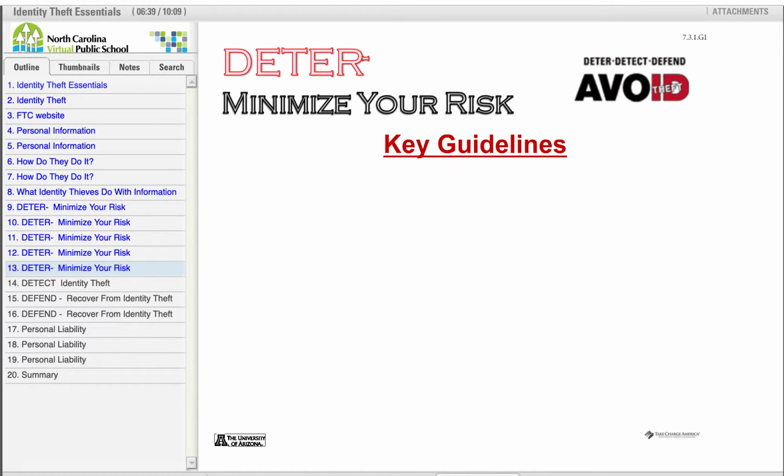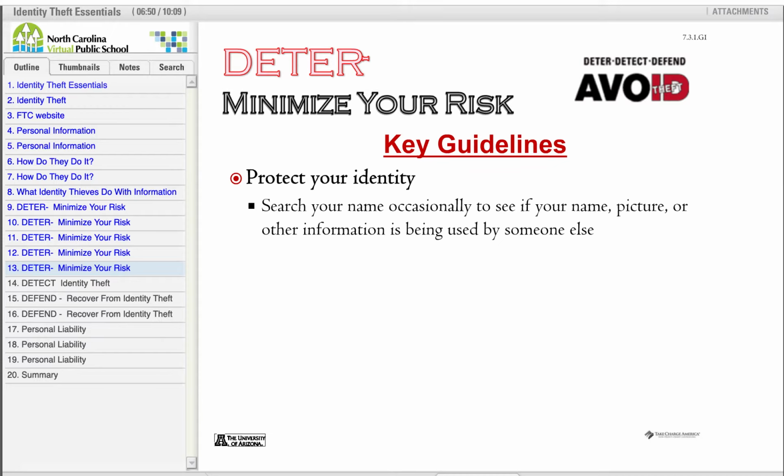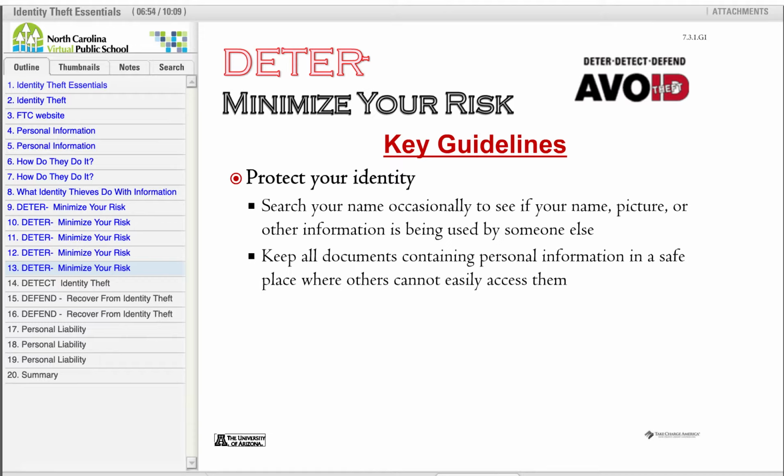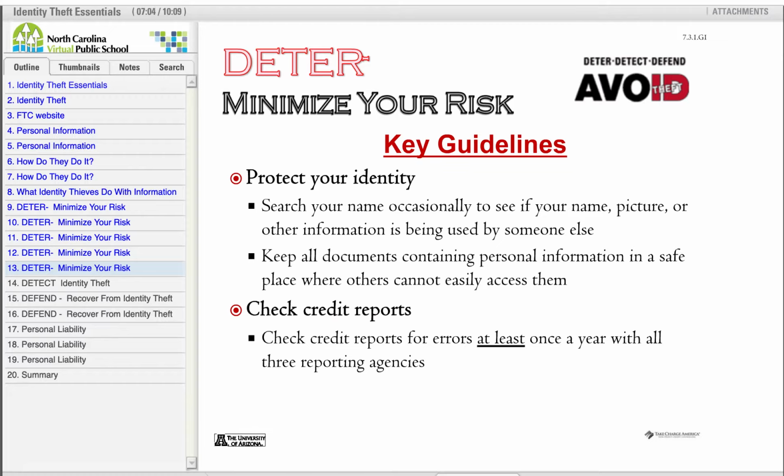Guidelines continued. Protect your identity. Search your name occasionally to see if your name, picture, or other information is being used by someone else. Keep all documents containing personal information in a safe place where others cannot easily access them. Check credit reports for errors at least once a year with all 3 reporting agencies.